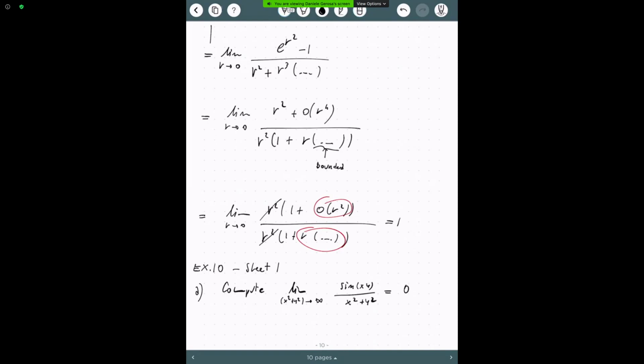I'll write it here just so you remember: bounded times infinitesimal. Good. What about the B one? The limit, again, for x squared plus y squared that goes to plus infinity.